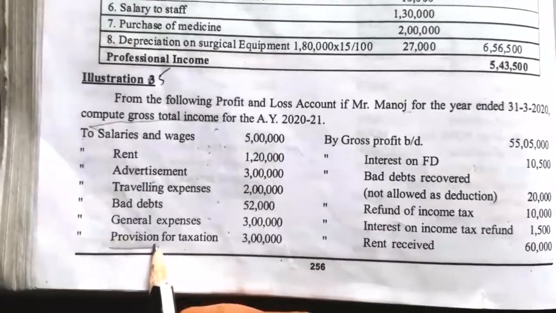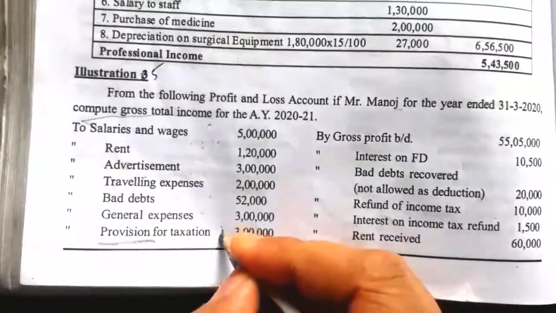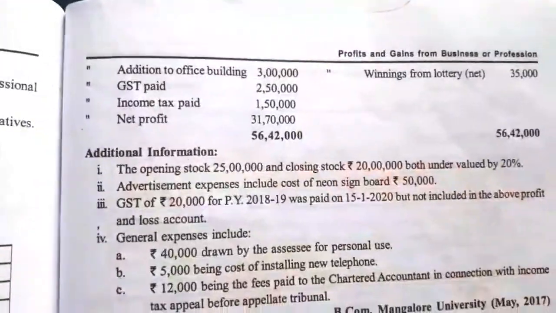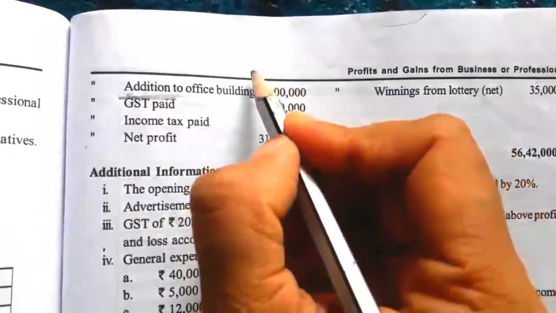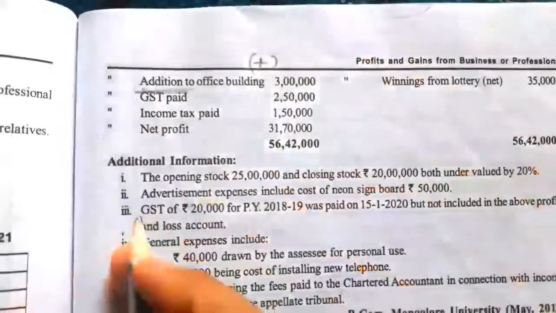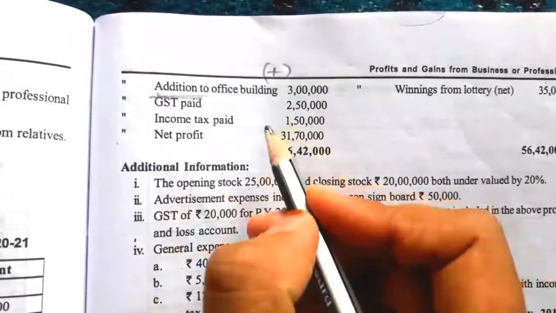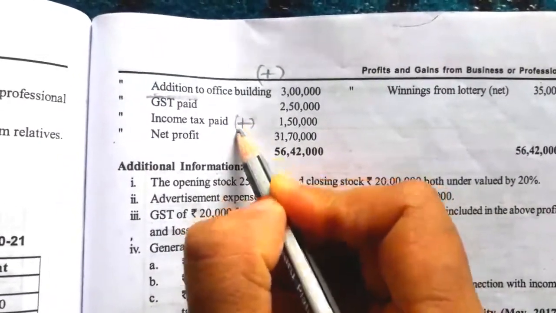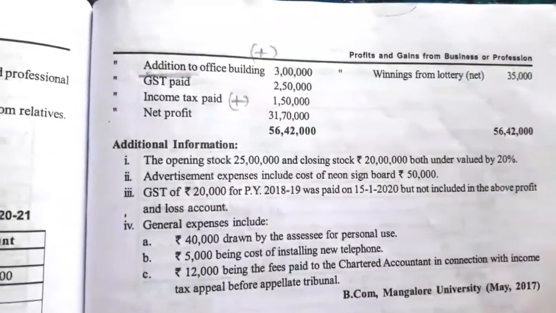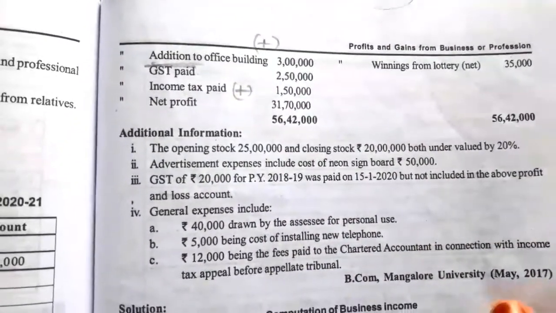Provision: all the provisions are disallowed, so we have to add it to the net profit. Next, addition to office building. The addition to office building is capital in nature, so this also we have to add to the net profit. GST paid is an allowed business expense. Income tax paid is a disallowed business expense, so this one we have to cancel from the net profit by adding it to the net profit.